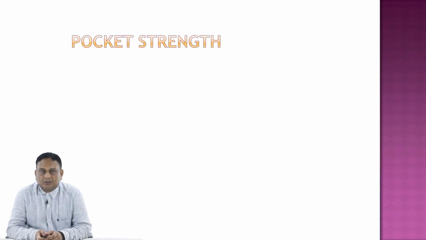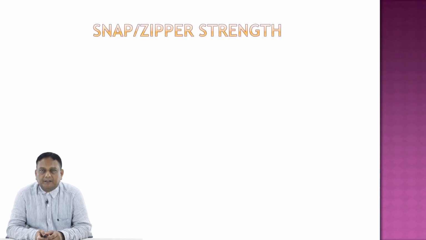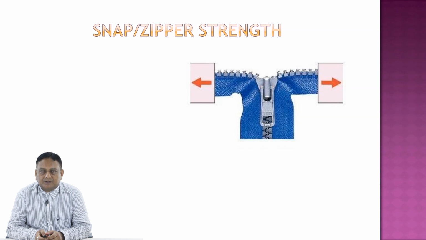An important part of a garment is the pocket. So pocket strength is also very important, and there are different areas in the pocket which should be tested for durability. So that is called the pocket strength. Then comes different types of accessories which are used in the garment like snap or zipper, and their strength is getting judged, and there are different strength testing areas in a particular zipper. So those are getting tested in this snap or zipper strength testing.